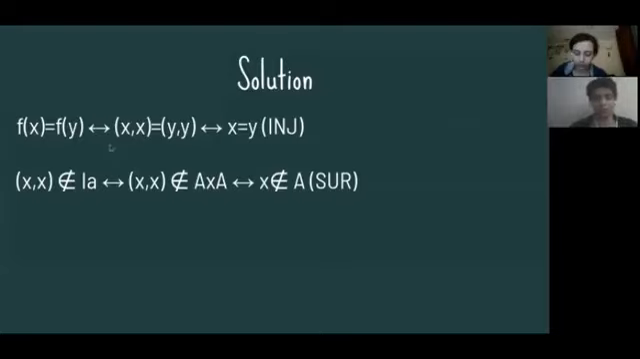And so since the ordered pair of x and x equals the ordered pair of y and y, then x equals y. And you can again work in reverse. If x equals y, then the ordered pair of x and x equals the ordered pair of y and y, then you would have f of x equals f of y. That's for the injective functions.